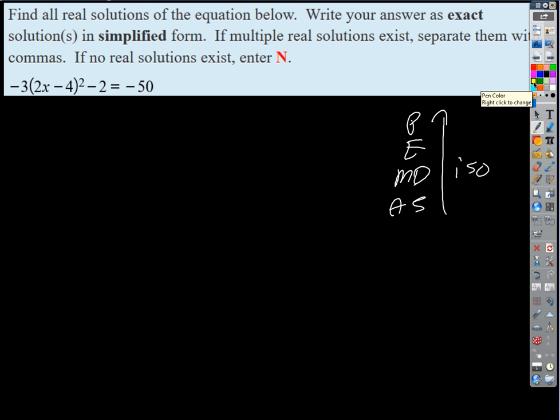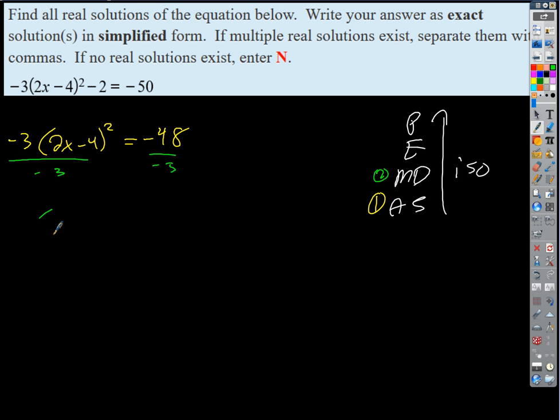All right, what's step 1? Add 2. Okay? So step 1, we get negative 3 times the quantity 2x minus 4 squared equals negative 48. All right, and you divide by negative 3, right? Good. So step 2, we'll divide by negative 3, and that's going to give us the quantity 2x minus 4 squared equals negative 48 divided by negative 3.